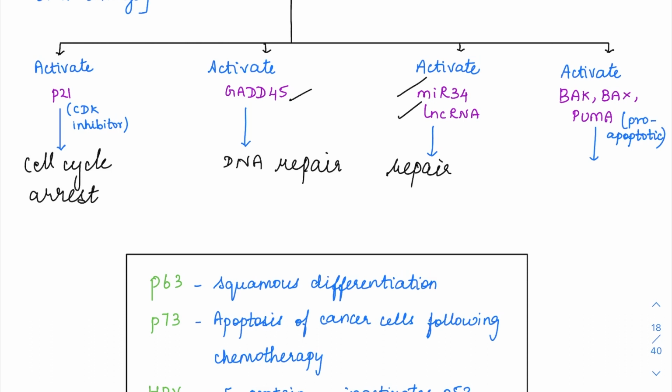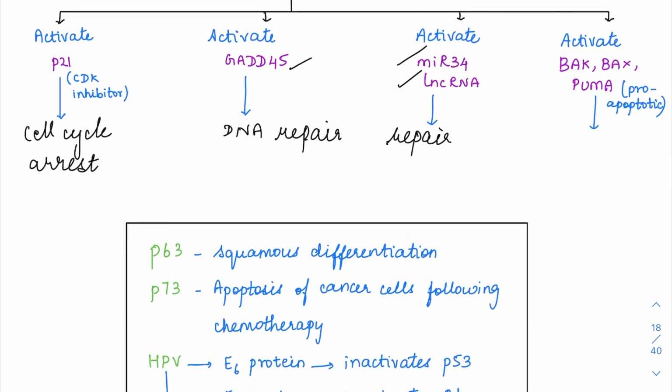Once repair is not possible, that is, if it is not possible to repair this defect, what will happen? P53 is next going to activate the pro-apoptotic proteins like BAX and PUMA. When BAX and PUMA are activated, it is going to result in apoptosis of the cell. No longer is it going to be salvageable. So P53 will give the command to kill that cell. This is how P53 is actually protecting the genomic stability.